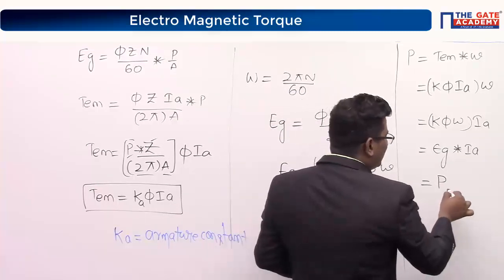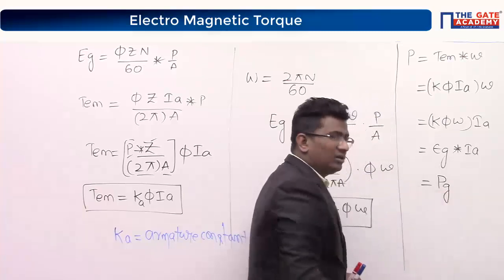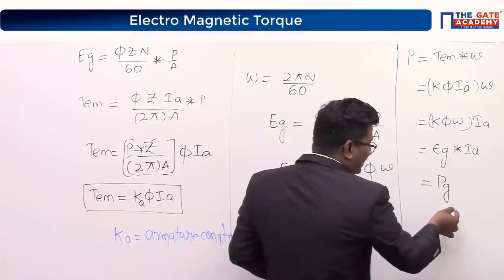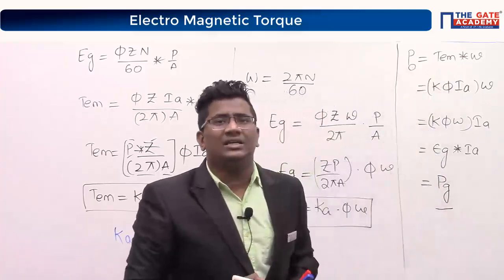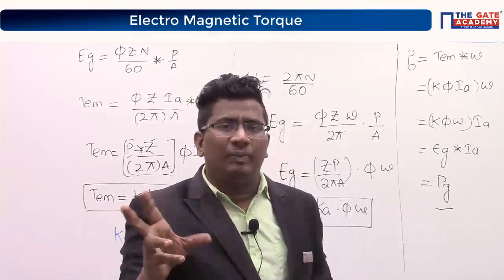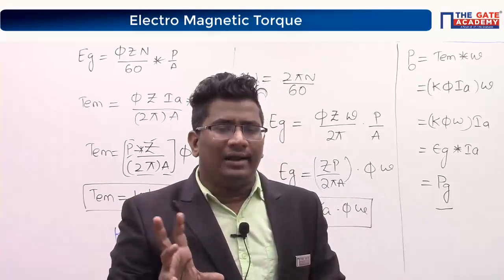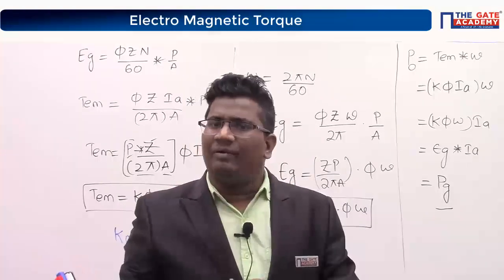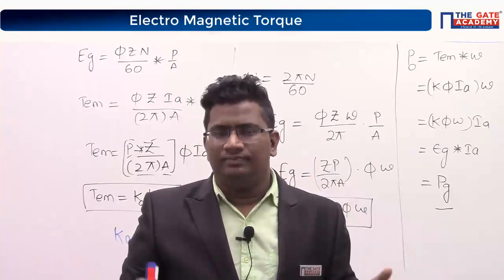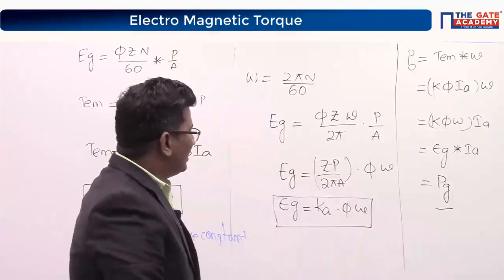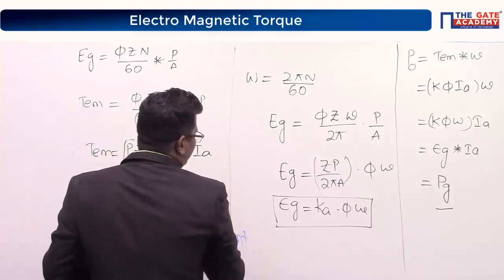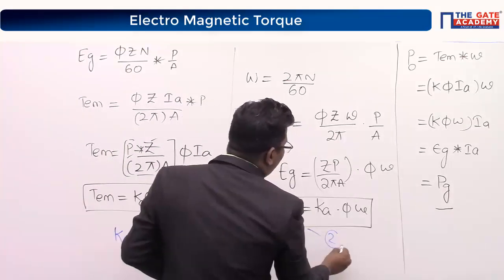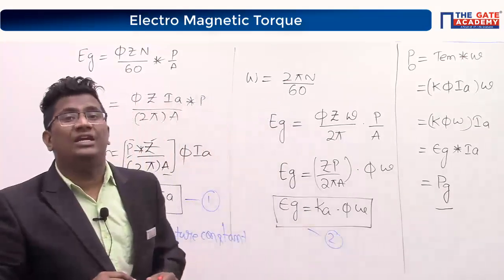This power is called what? Generated power. Yes. This is generated power, and this is output power. Under ideal condition, generated power is equal to output power only. So therefore, this equation 1 and this equation 2 are called performance equations.